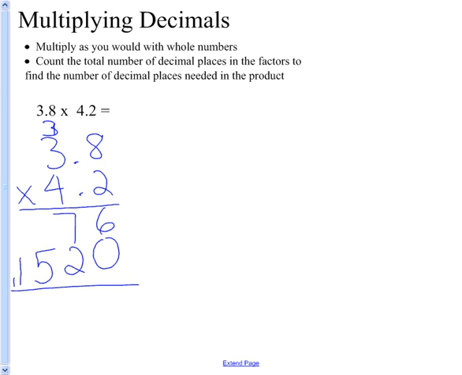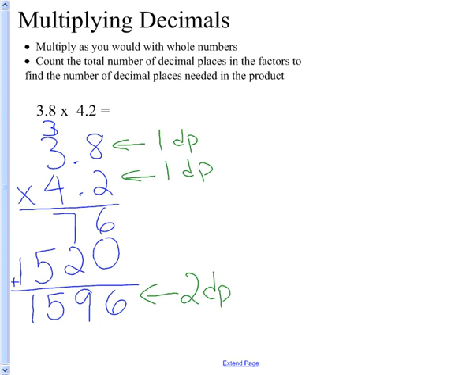And I add this together. I get 6 plus 0 is 6, 7 plus 2 is 9, bring down the 1, bring down the 5. And I see here I have 1 decimal place in my first factor, another in my second, meaning I need 2 decimal places total in my product. And so I will put a decimal place between the 9 and the 6.